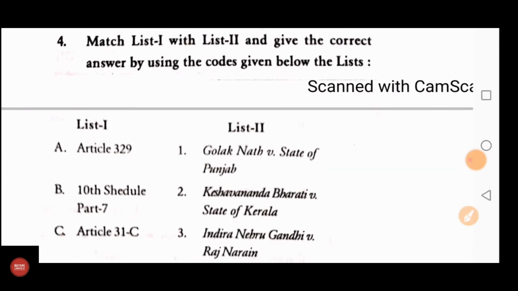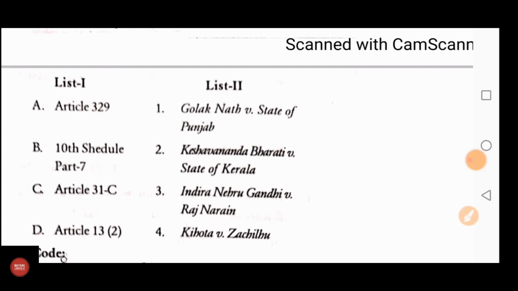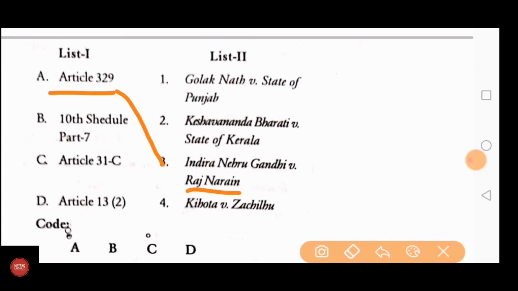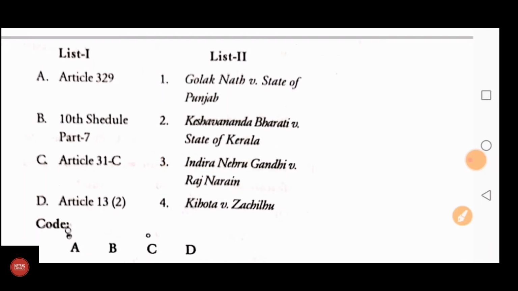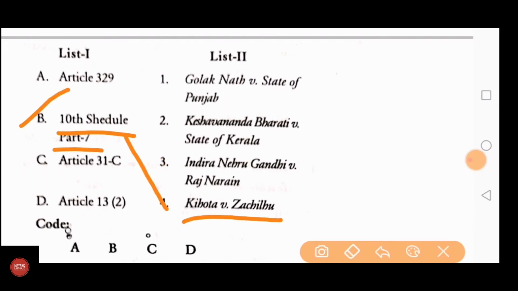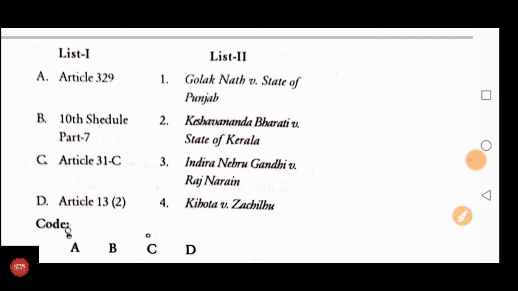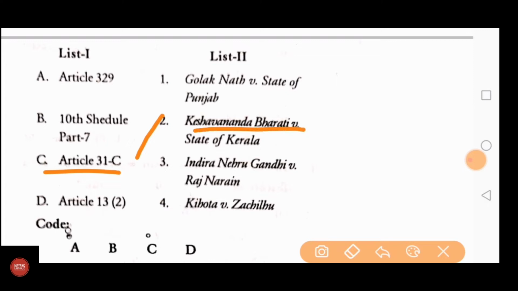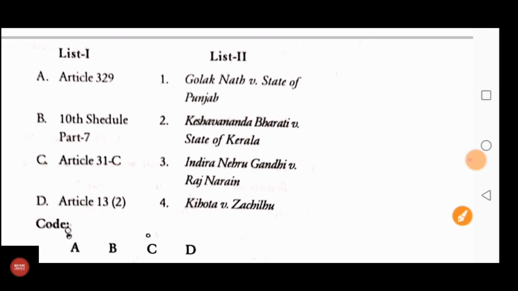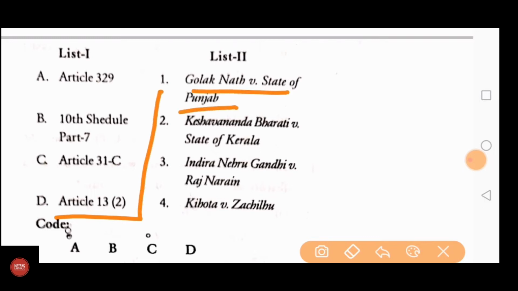Question number 4. Match list 1 with list 2 and give the correct answers by using the codes given below the list. Option A. Article 329 is Indira Nehru Gandhi versus Raj Narain. Option B. 10th Schedule Part 7 Kihoto Hollohan versus Zachillhu. Option C. Article 31C is Kesavananda Bharati versus State of Kerala. And option D. Article 13 Clause 2 is Golaknath versus State of Punjab.